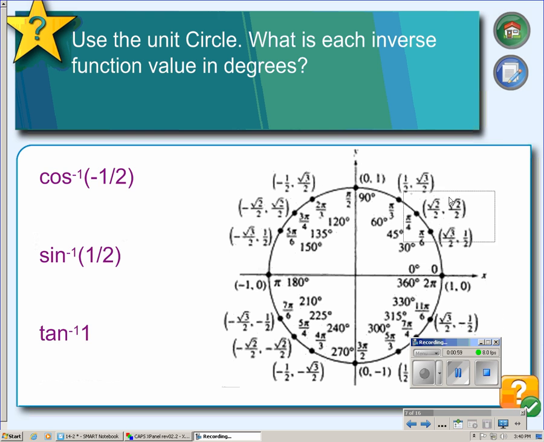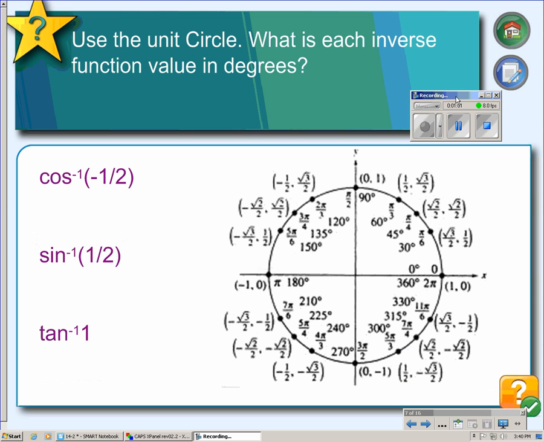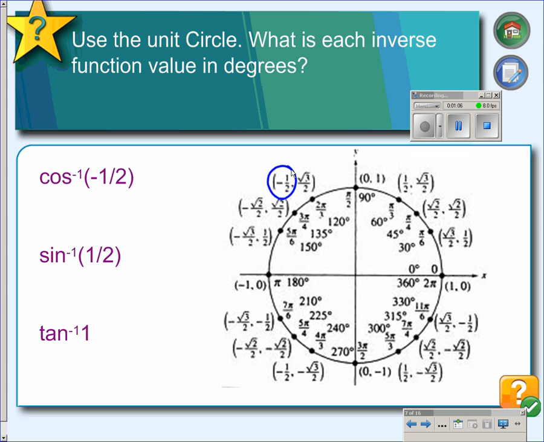What if we have inverse cosine of -1/2? So cosines of -1/2 are here and here. Since we want answers in the top half of the circle for a cosine, we would choose this one. And we want our answer in degrees, so it's 120 degrees. We could just as easily get our answer in radians, and it would be 2π/3.